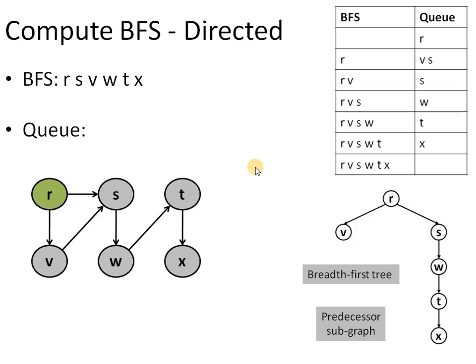Again, this is not the only possible sequence for the given graph and starting vertex R. You may have different sequences also, as shown in this table. However, in both cases, the predecessor subgraph which you obtain will remain the same. So this is the process which we have to follow in order to compute the BFS of any graph using pen and paper. Now we have to look at the implementation of BFS.